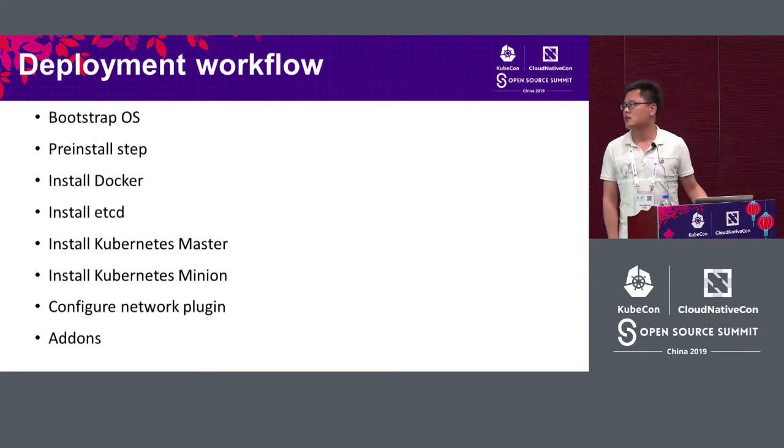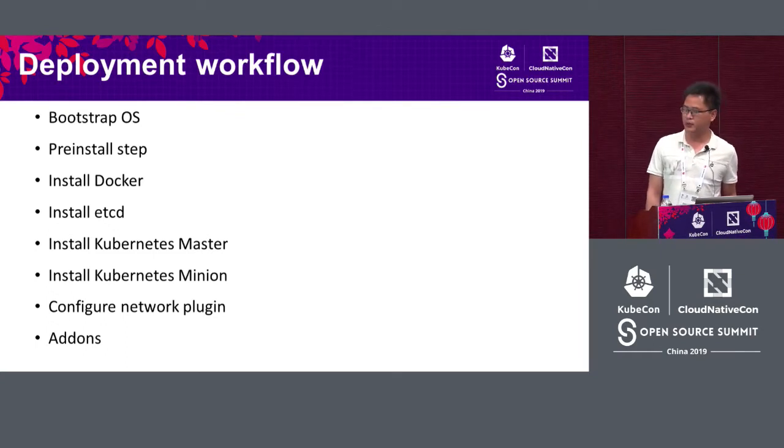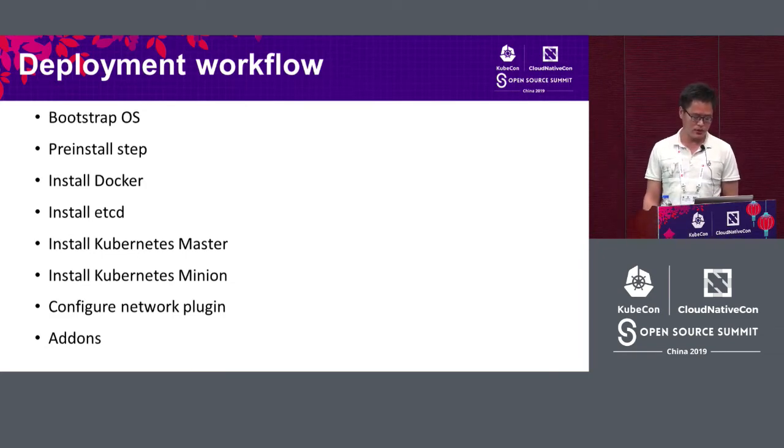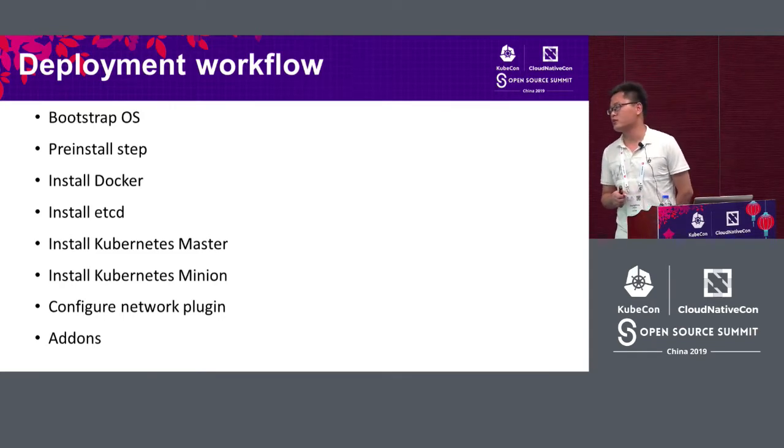Now let's look at the deployment workflow. First of all, our first step, the Kubespray OS in the past needed to be chosen by yourself. Now you can automatically check the OS system. You don't need to choose. So this is the first step, bootstrap OS.